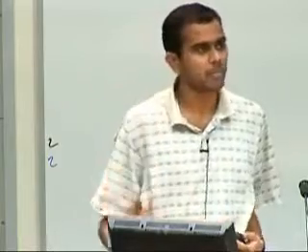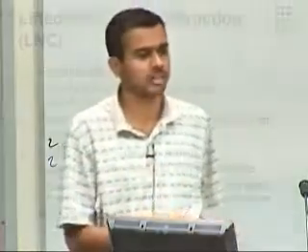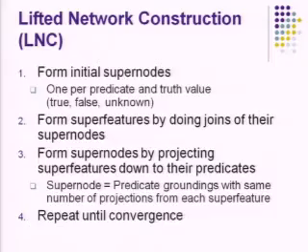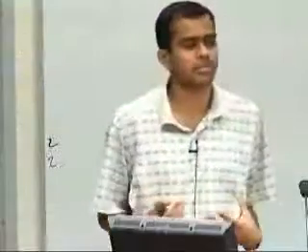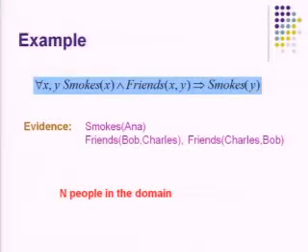That is, you project the superfeatures down to ground predicates, and all those predicates which appear in the same number of superfeatures will now be clustered together. This is repeated until convergence, and this algorithm is actually guaranteed to converge to the optimal network. So this is the algorithm, and I will demonstrate this with the help of an example.